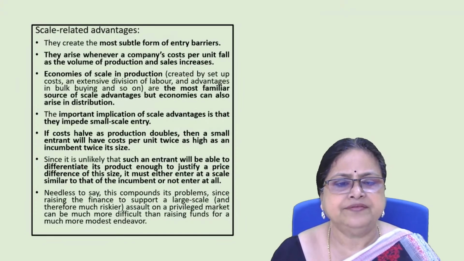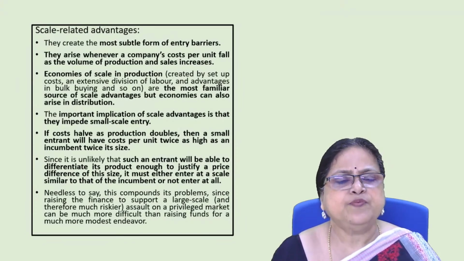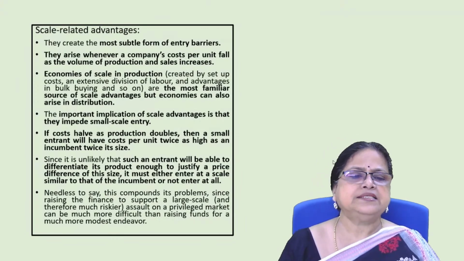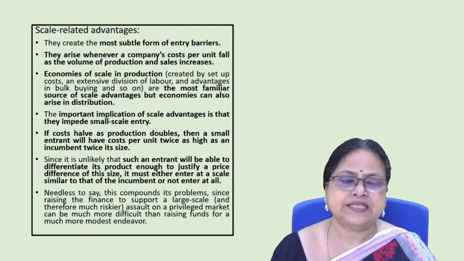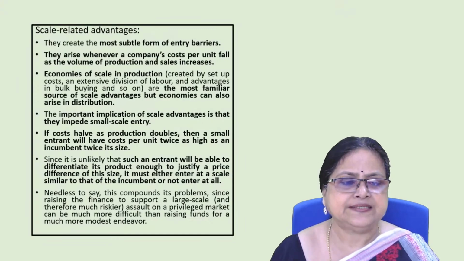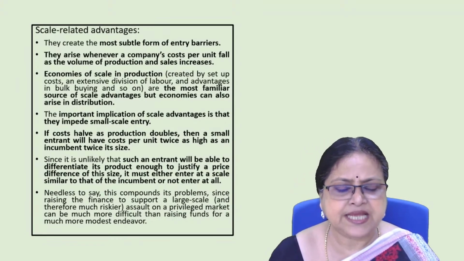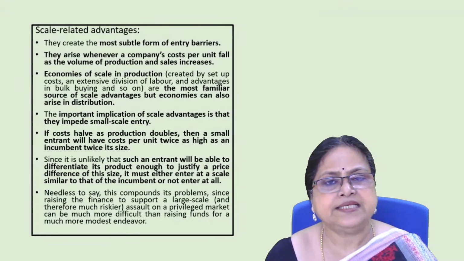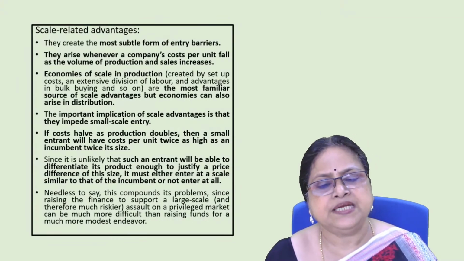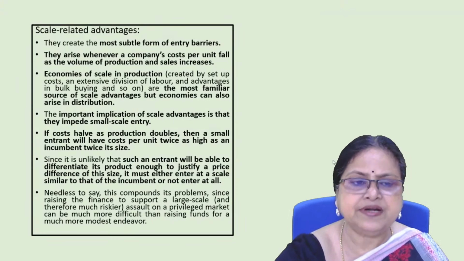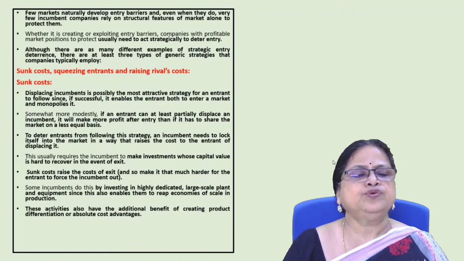If costs halve as production doubles, then a small entrant will have costs per unit twice as high as an incumbent twice its size. Since it is unlikely that such an entrant will be able to differentiate its product enough to justify a price difference of this size, it must either enter at a scale similar to that of the existing firm or not enter at all. So these are those types of situations. Scale related advantage is also another way to look at this.